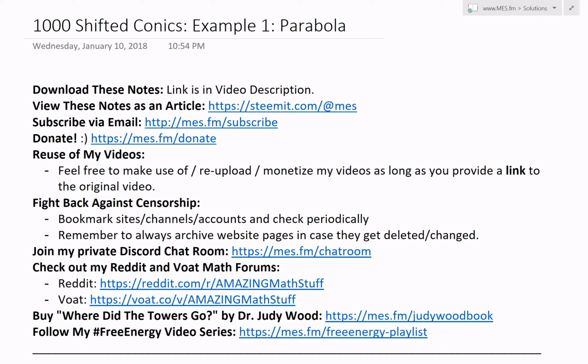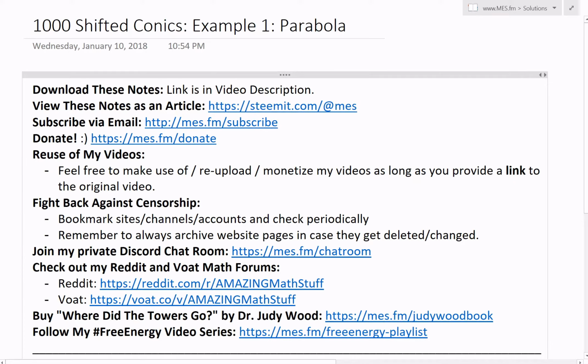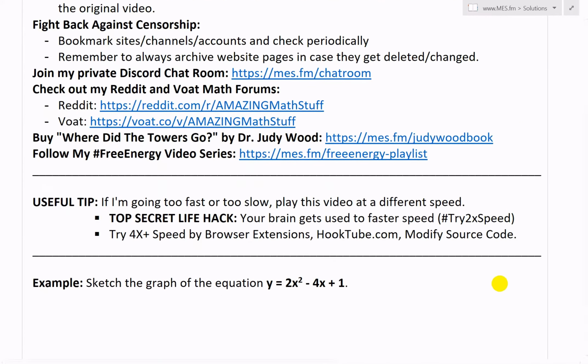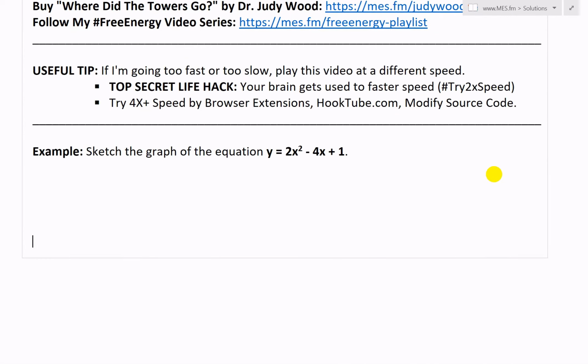Time to discuss further into shifted conics and now look at an example, and that'll be example 1, which will deal with shifting a parabola. So let's just jump right in and look at this example, which states: sketch the graph of the equation y equals 2x squared minus 4x plus 1.